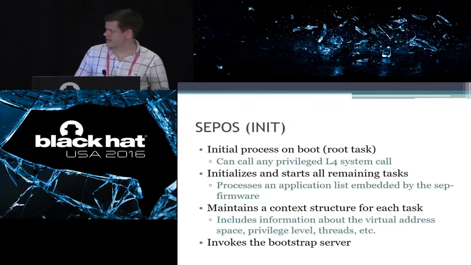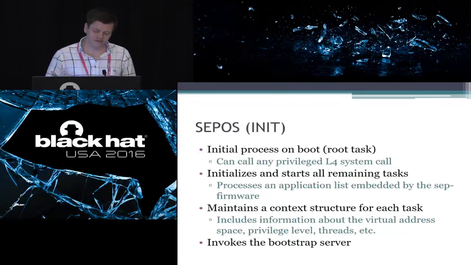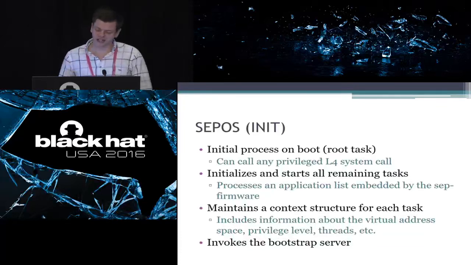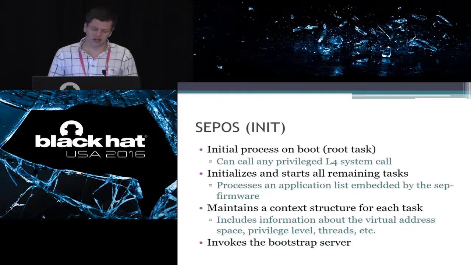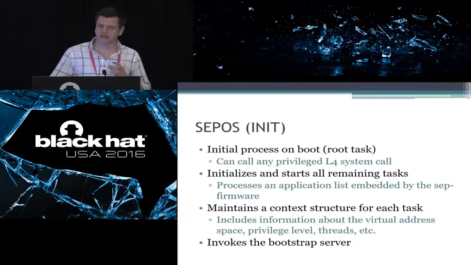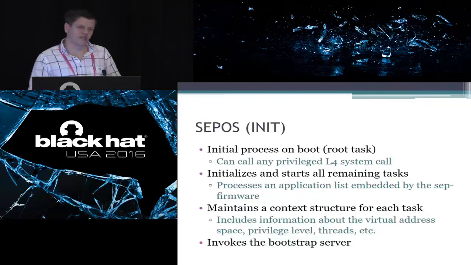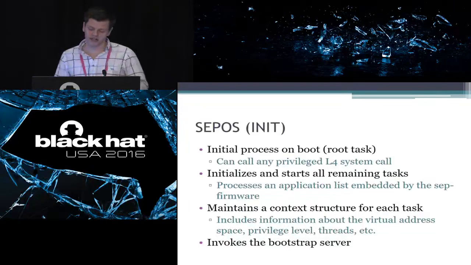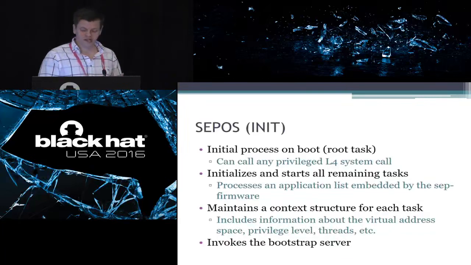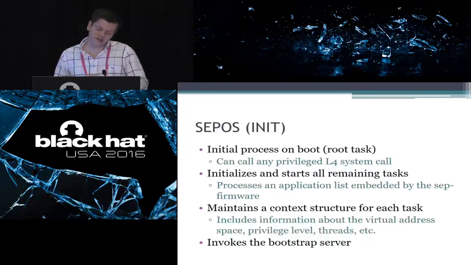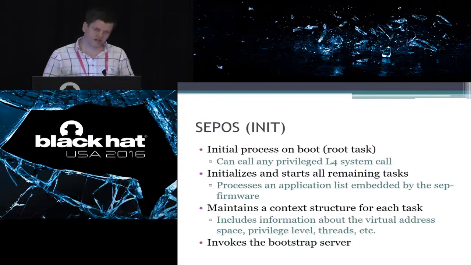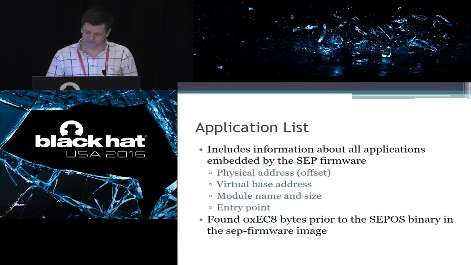So SEPOS, the root task, is a bit confusing because it's called the same name, but it's actually the initial process on boot, and it can basically call any privileged system call. Its job is just to start all the applications, and then it also maintains a context structure for each task. So it has information about the virtual address space of all the applications, their privilege level, their threads, etc. And once it's done this, it also invokes a Bootstrap server. The Bootstrap server provides all the services applications rely on.